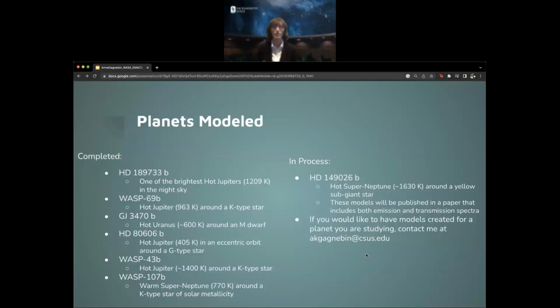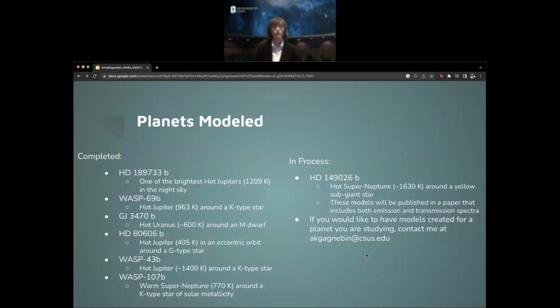And then I'm in the process of running HD 149026b, and that's one that we're going to be able to publish in a paper, and it will include both emission and transmission spectra, and then all of these 150 different models as well. If any of you are studying planets using James Webb and have any models that you'd like to be created, feel free to contact me. My email's right there, and I'll run those for you.